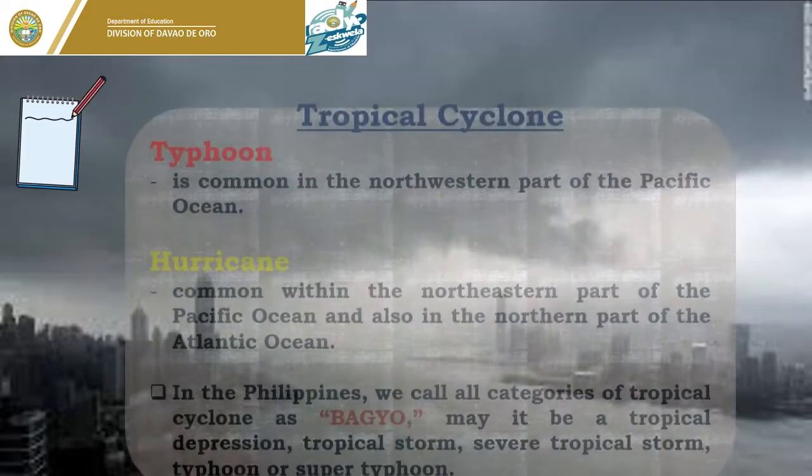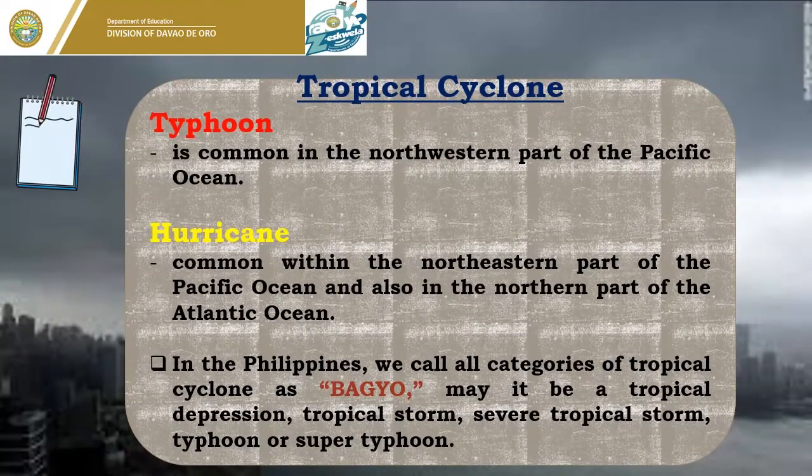Consequently, the term typhoon is common in the northwestern part of the Pacific Ocean, while hurricane is common within the northeastern part of the Pacific Ocean and also in the northern part of the Atlantic Ocean. In the Philippines, we call all categories of tropical cyclone bagyo, may it be a tropical depression, tropical storm, severe tropical storm, typhoon, or super typhoon.